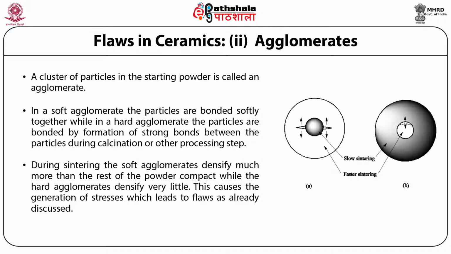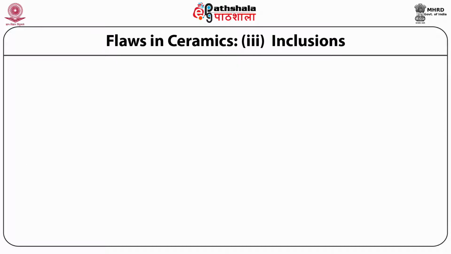So in this figure on the left hand side, the part A shows a slow sintering inclusion, the shaded region, surrounded by a fast sintering matrix. This generates hoop stresses causing radial cracks. In the part B, a faster sintering inclusion is surrounded by a slower sintering matrix. In this case, a tensile stress is produced at the interface, producing circumferential cracks. The next type of flaw in ceramics is inclusions.